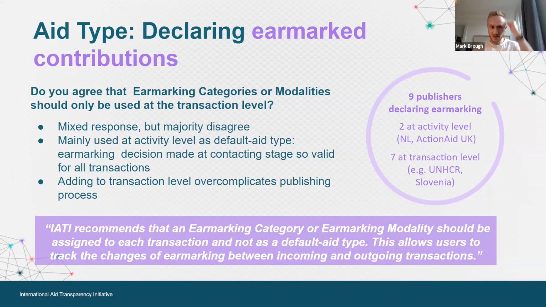Thanks, Petia. So again, there's not that much data currently published here. There's 9 publishers declaring earmarking, 2 of whom are publishing at the activity level, and then 7 at the transaction level. And this is a mix of categories and modalities. So ActionAid UK, for example, is publishing both category and modality. Netherlands is only publishing category, I think. Whereas UNHCR is also publishing both, and again at the transaction level. So it's a bit of a mixed picture here again, but generally there's also not a lot of data available. Thanks a lot, Mark, on this one.